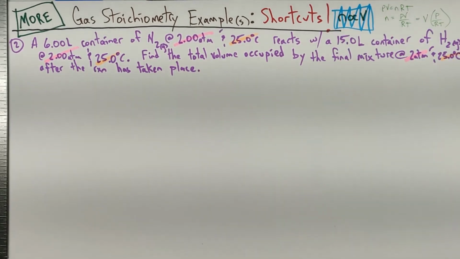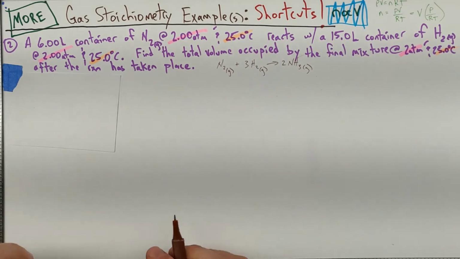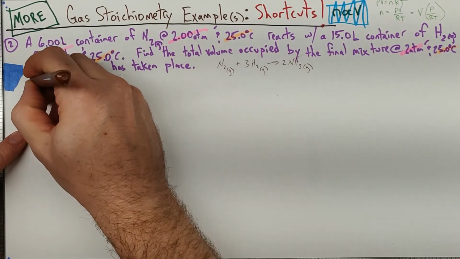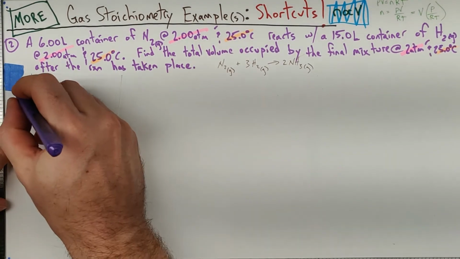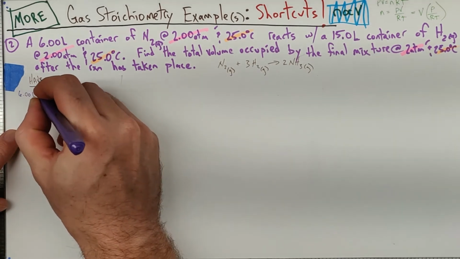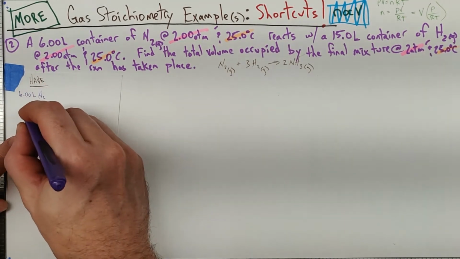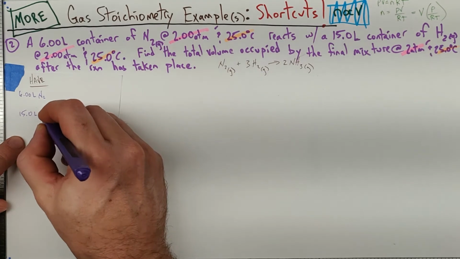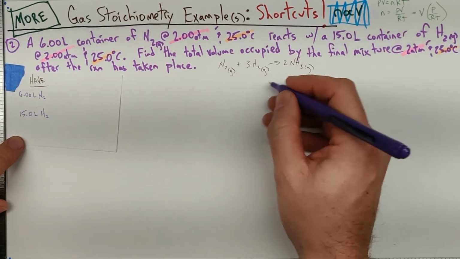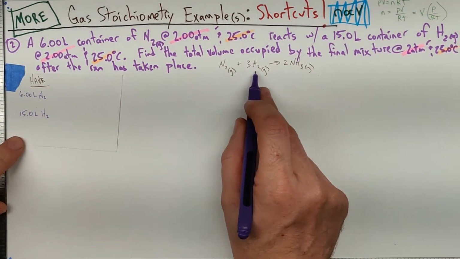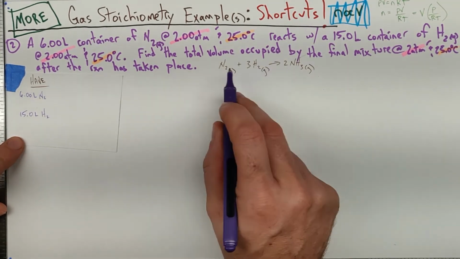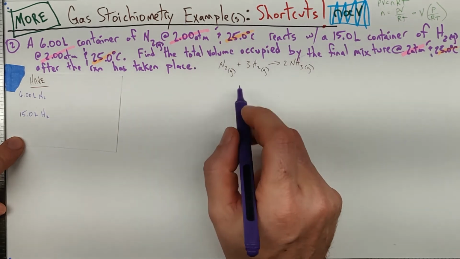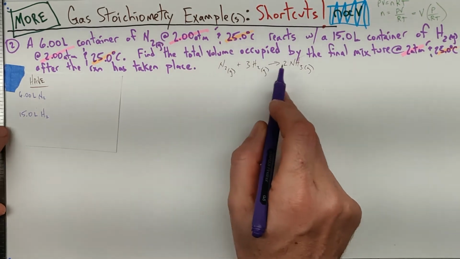Important stuff. Let's get down to the stoichiometry. We'll start with what we have. And as we did with the previous video, we used pressures. Now we're going to use volumes. I have 6.00 liters of nitrogen, and I have 15.0 liters of hydrogen. I've got my balanced chemical equation over here. 1 nitrogen, 3 hydrogens for every 2 NH3s. Normally we'd say moles and moles and moles, but now since our pressure and our temperature are constant, we can say volumes and volumes and volumes.